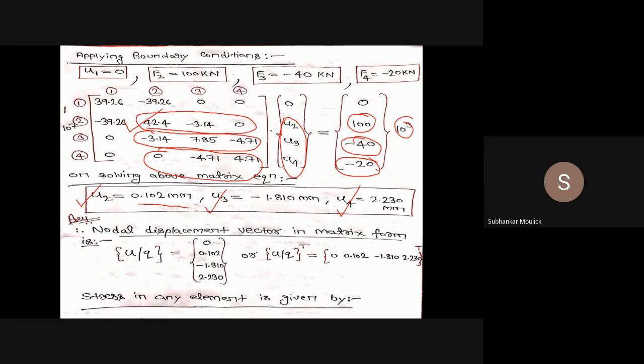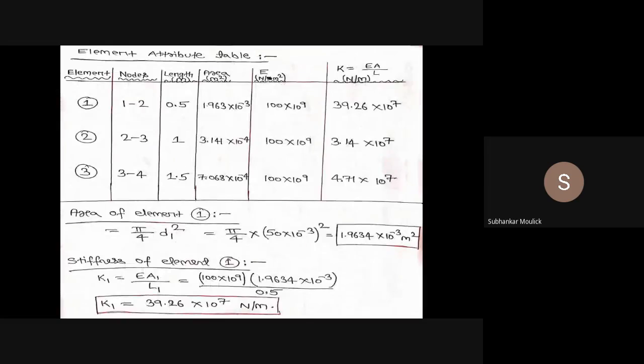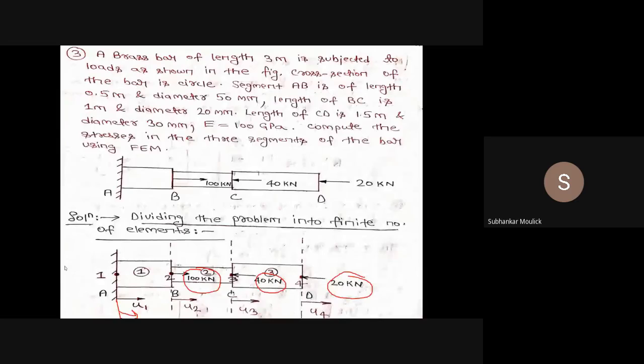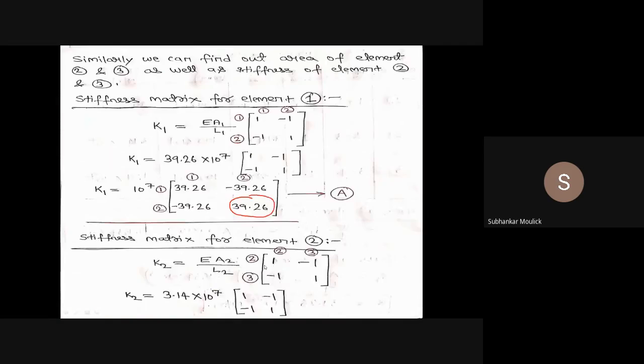Fine. So I will take 5 more minutes. After that, this problem will be over, and then you can leave the meeting. I will take 5 more minutes to get the value of the stresses present in the elements AB, BC, and CD. How can I find it out?